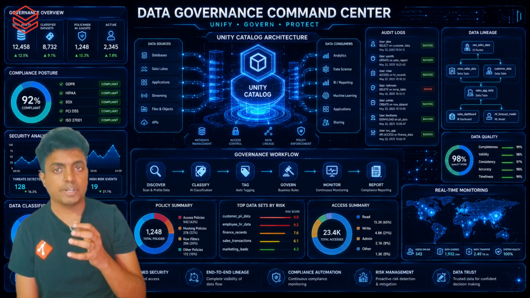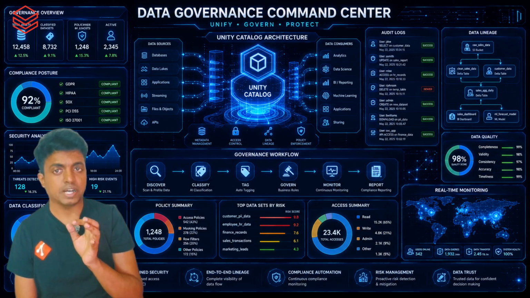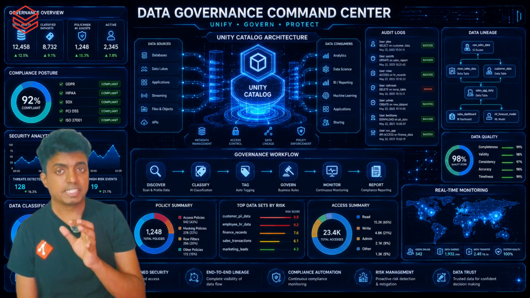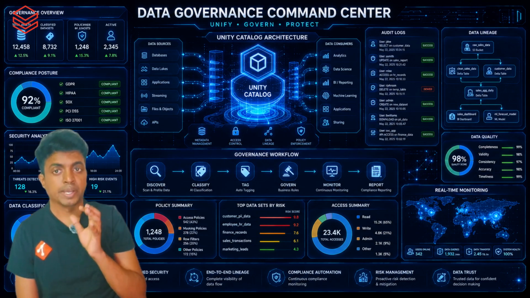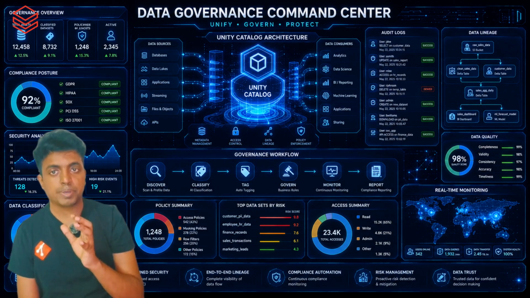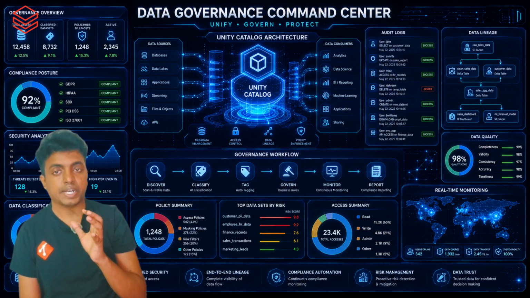Unity Catalog also provides complete visibility into data usage. Organizations can answer important questions such as who accessed the data, when it was accessed, which table was accessed, and which policy was applied. This level of visibility is critical for compliance, risk management, and security monitoring. It helps organizations meet regulatory requirements such as GDPR, HIPAA, and internal governance standards.